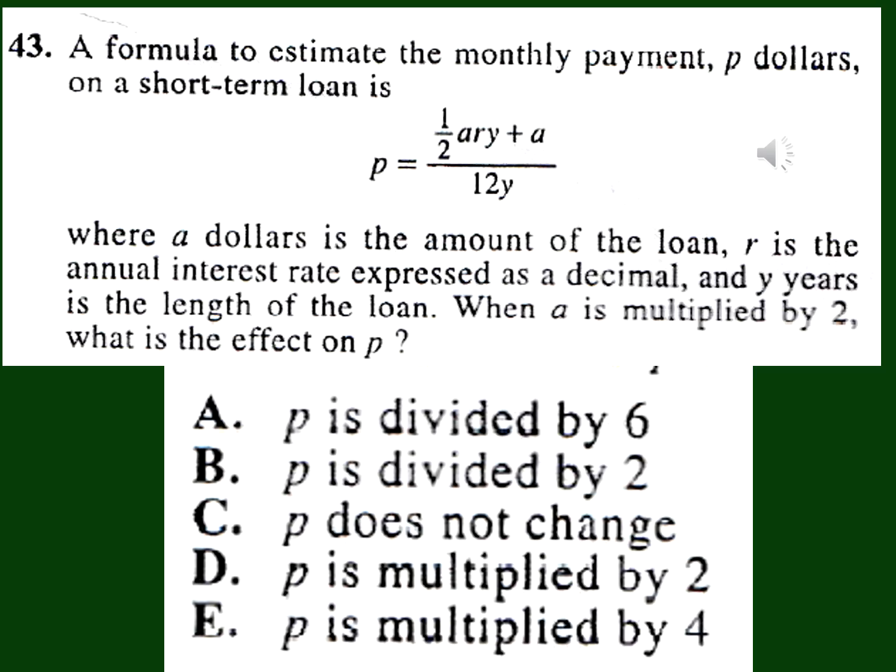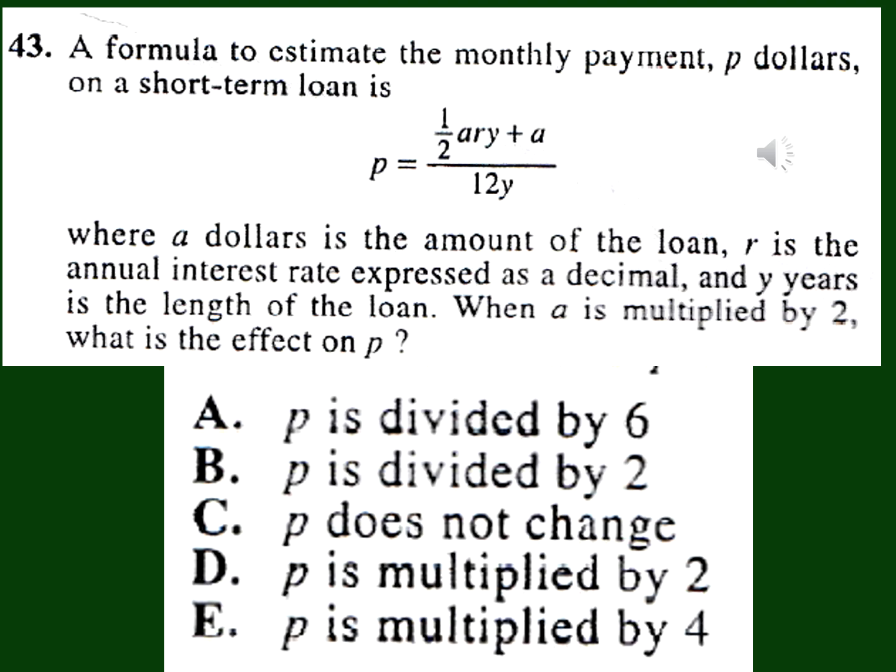All right, so our next problem. A formula is used to estimate the monthly payments, P dollars, on a short-term loan, and we have that formula is P equals 1/2 ARY plus A all over 12Y, where A is the dollars of the amount of the loan, R is the annual interest rate expressed as a decimal, and Y is the years of the length of the loan. It says when A is multiplied by 2, what is the effect on P?